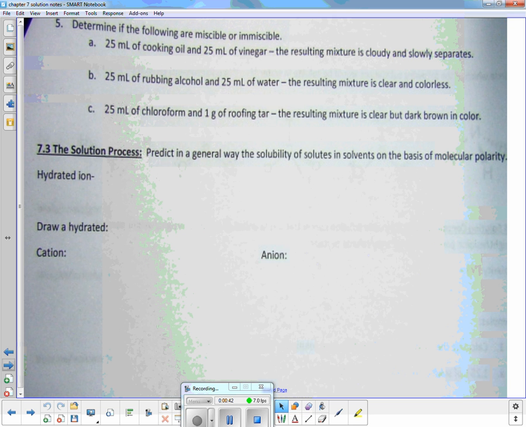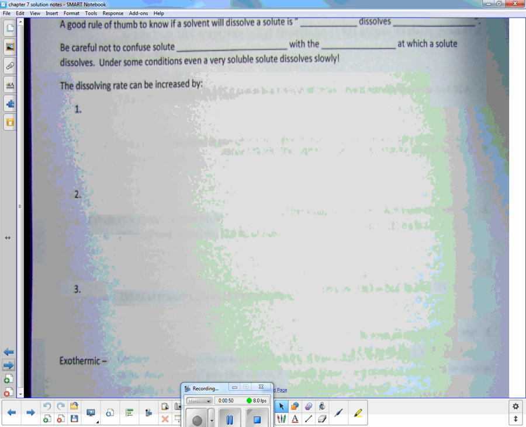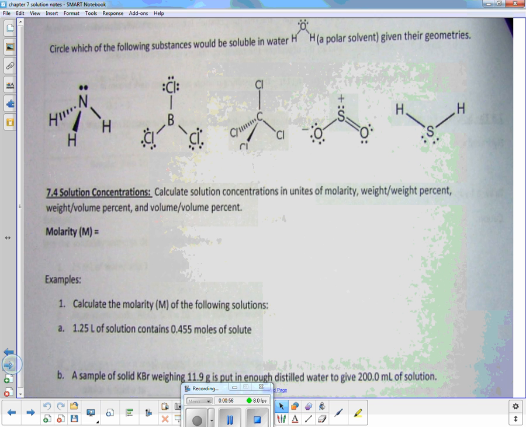We were able to describe things as miscible or immiscible, and to draw a cation and anion as a hydrated ion. We were able to look at the things that would help increase the rate of dissolving. We talked about exothermic and endothermic. We talked about being able to determine if something was soluble in something else because like dissolves like, and so if it was polar, it would dissolve a polar thing. If it was nonpolar, it dissolved nonpolar.